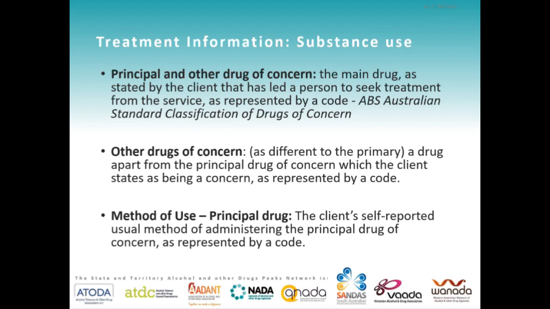The method of use: if someone tells you that their principal drug of concern is methamphetamine, then you might record their method of use as smoking or inhaling, injecting, or orally, so swallowing. If someone's using cannabis, most often they'll be smoking that, although they might also be vaping that. So it just gives us a bit of a sense of how people are using their drugs. Obviously, if they're using alcohol, they're likely to be drinking it.